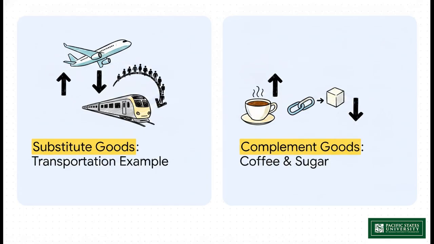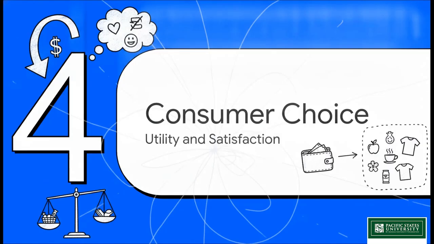Imagine if commercial plane tickets suddenly became incredibly cheap. What do you think happens to the cross-country train industry? The cross-price elasticity would mathematically track consumers substituting away from the rails and jumping into the skies. Let's shift gears now to Section 4, Consumer Choice and Utility.